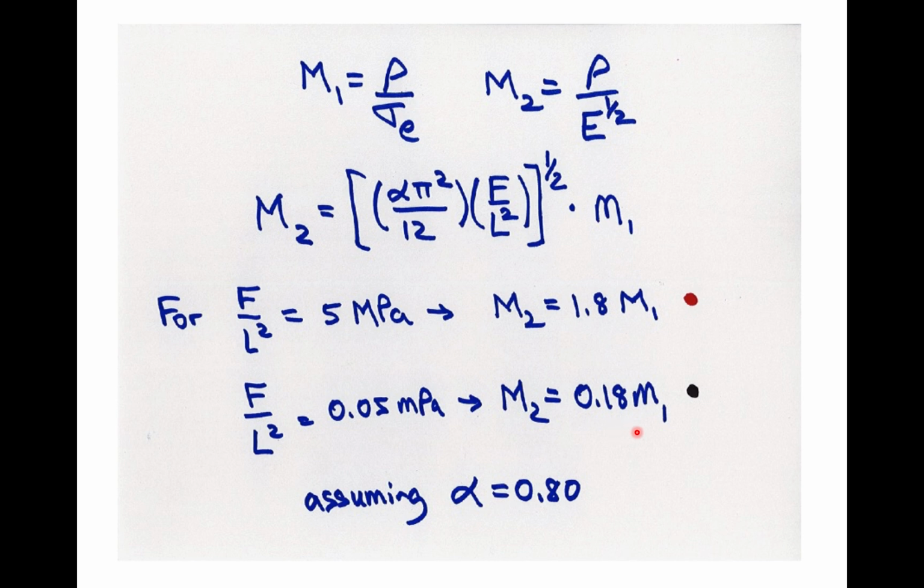a factor of 10 less, which makes sense because the two F over L squared values are different by 100, and then we have a square root there. So we're essentially taking the square root of a factor of 100. Now, I'm indicating the 5 megapascal F over L squared by this red dot, and the F over L squared of 0.05 megapascals by the black dot.